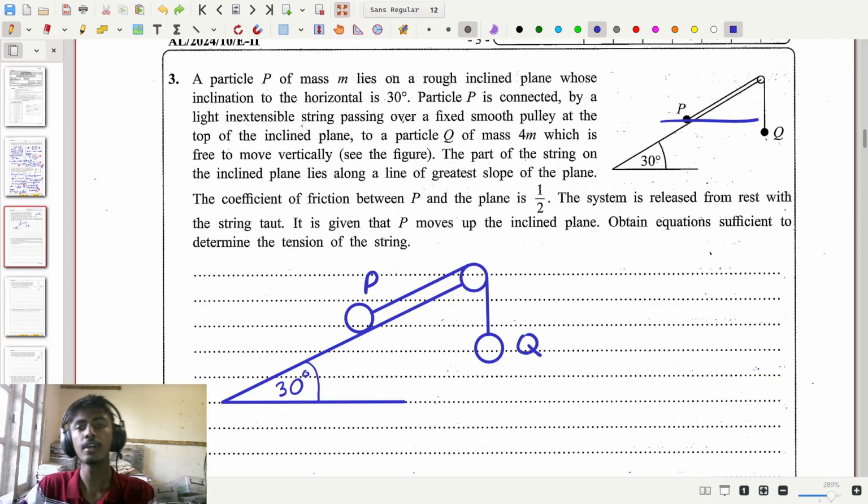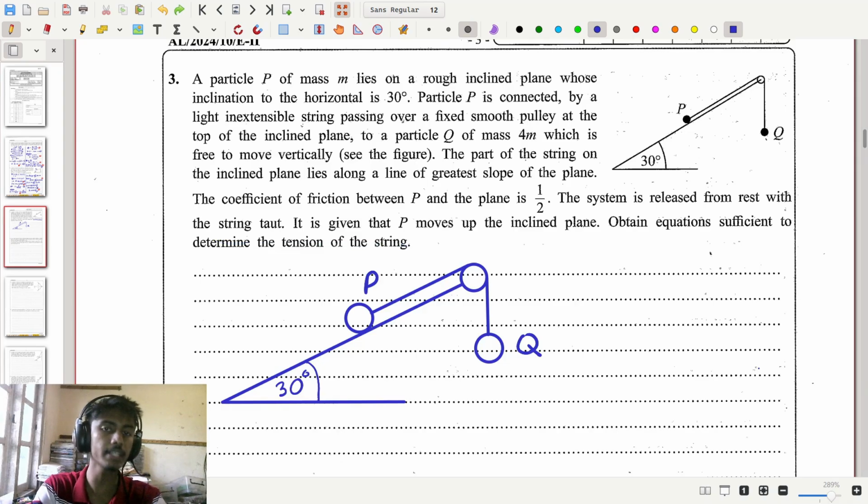Now after this, the question says the coefficient of friction between P and the plane is given as a half. It then says the system is released from rest with the string taut, and finally it is given that the particle P moves up the inclined plane. Now with all of this information, we are asked to obtain equations sufficient to determine the tension of the string.